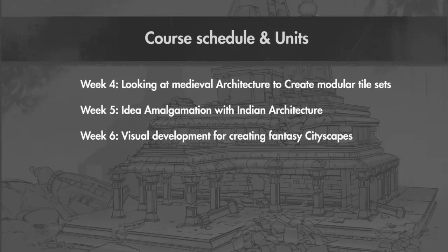Week 4 we'll be looking at medieval architecture, and assignment-wise, we'll be creating modular tile sets, emphasizing form and texture. What makes the nobles different from the poor, or where does the middle class lie in? What are the architectural cues that make these things different?